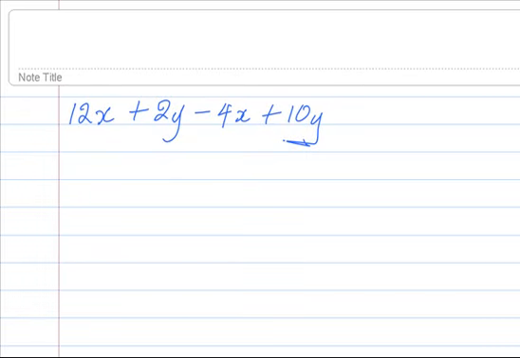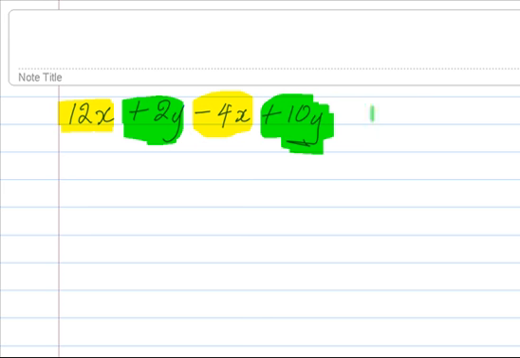Now let me highlight them for you. Let's highlight like terms. Here's an x here, and here's another x here. It will be safe if you highlight the sign that it carries with it. It's just important in how you're going to work this out. The next like terms are 2y and plus 10y. So there you go. So you're going to collect these terms.